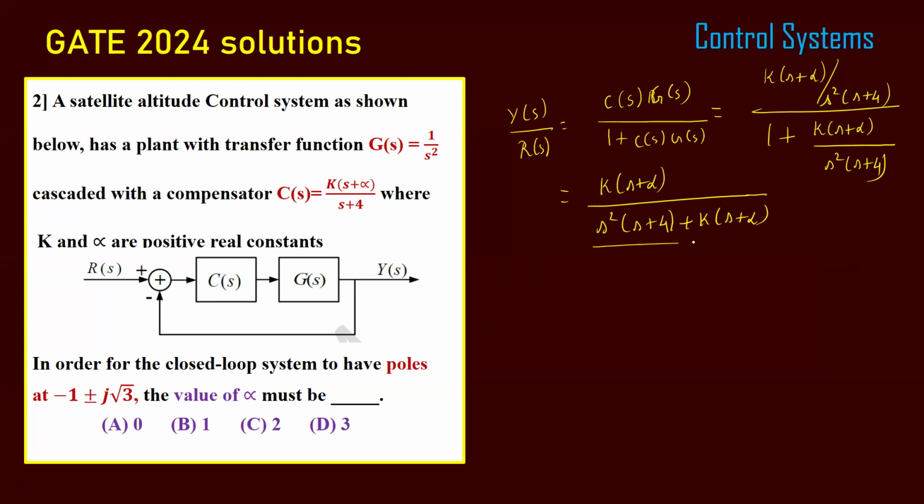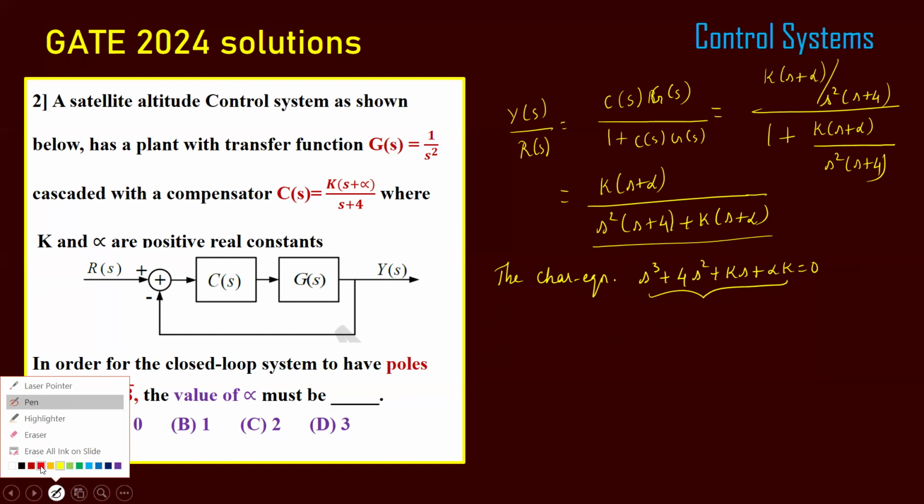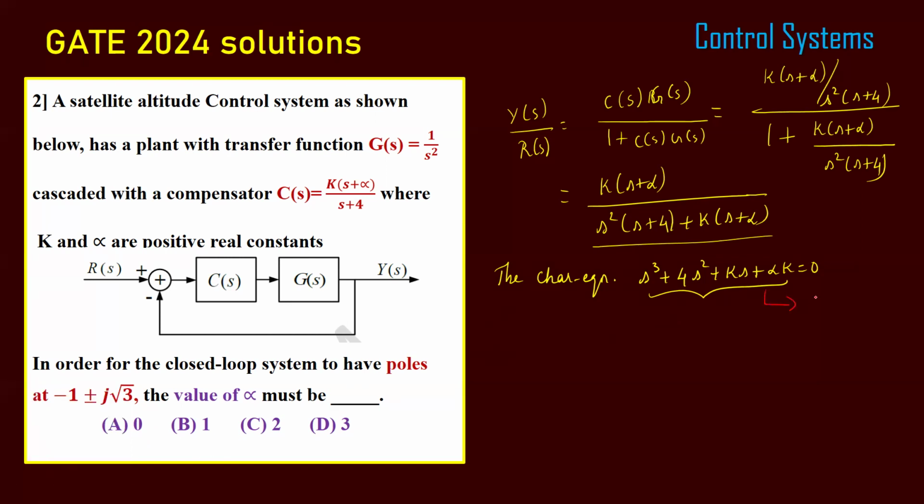We know the denominator equation is the characteristic equation, so we can find it from this. Let me simplify the denominator. This is s cube plus 4s square plus Ks plus alpha K equal to 0. I am going to take this as the first equation. Why? We need to find alpha.